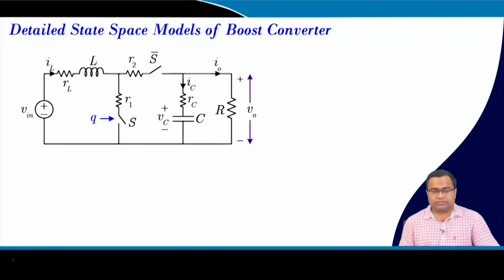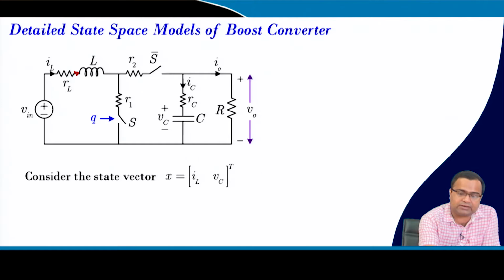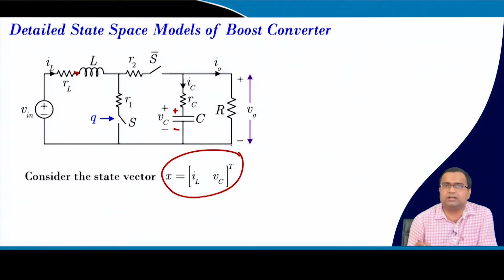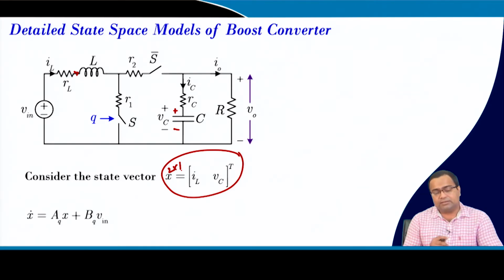So, first let us consider a boost converter, a practical boost converter. We know that the state vector we generally consider is the current through the inductor and the voltage across the capacitor. This we are taking as the state vector, a 2 cross 1 matrix, and we want to obtain x dot equal to AQ x plus BQ V in. What is AQ and BQ?